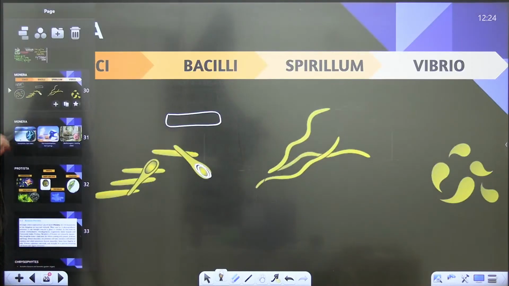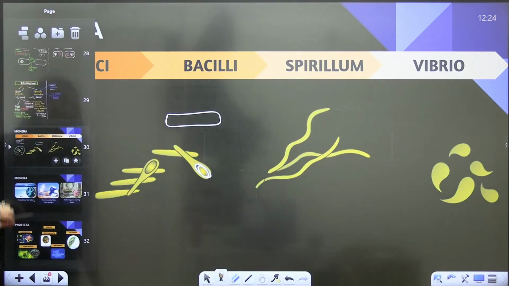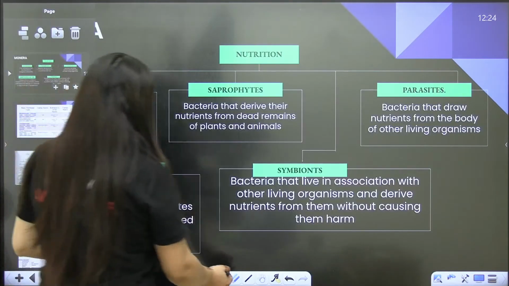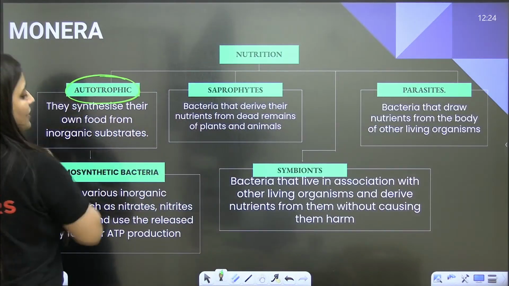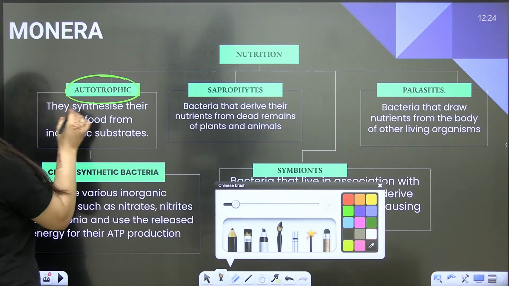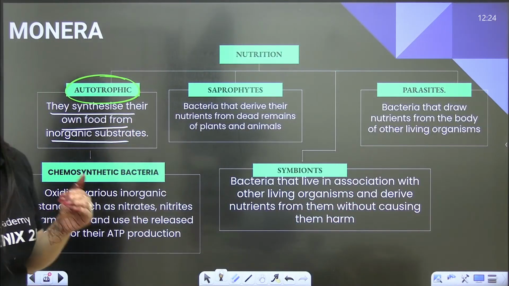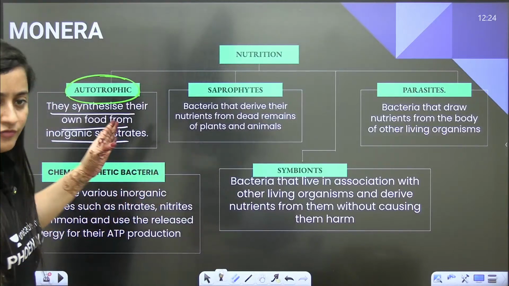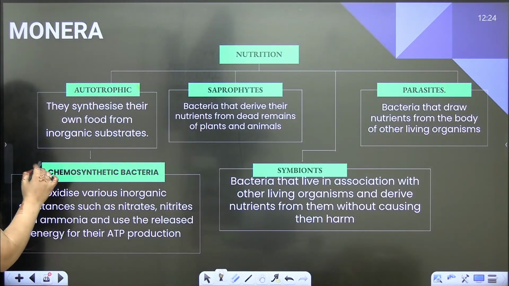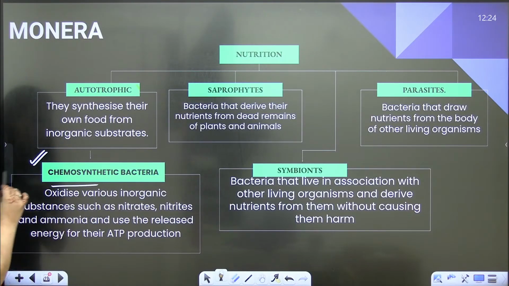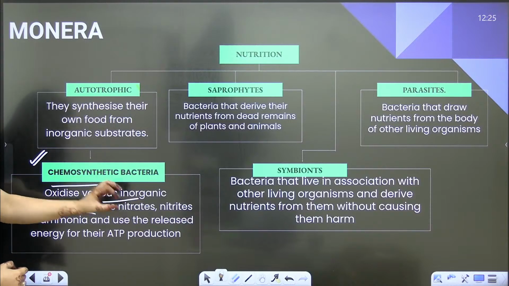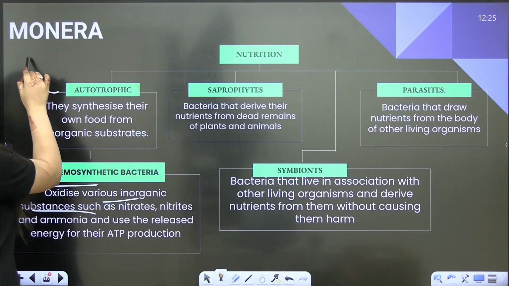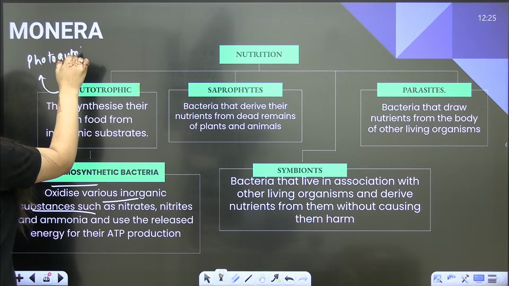So now let's move to the next part, that is nutrition. Here we have this flow chart. One word is autotroph. What is the meaning of autotrophs? They can synthesize their own food, just like plants. It can be chemosynthetic also. They can use chemicals, oxidizing different inorganic substances like nitrate and nitrite, and use them as food. And some can be photosynthetic also, photoautotrophs.